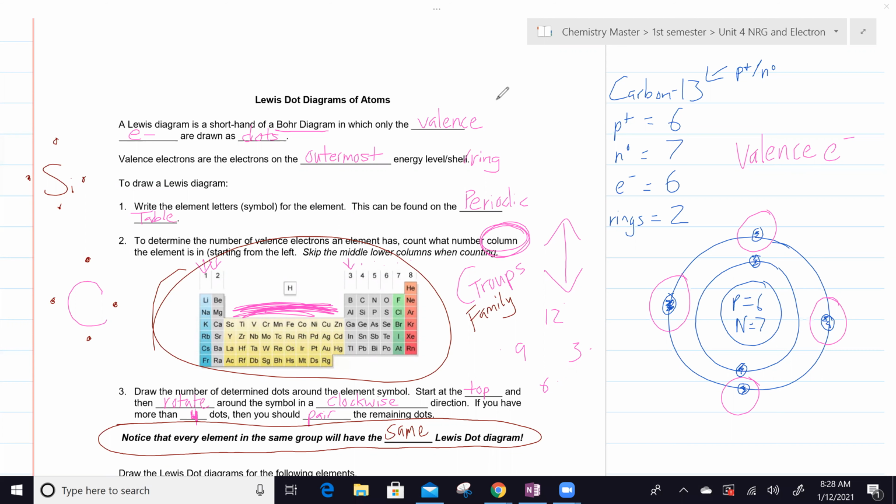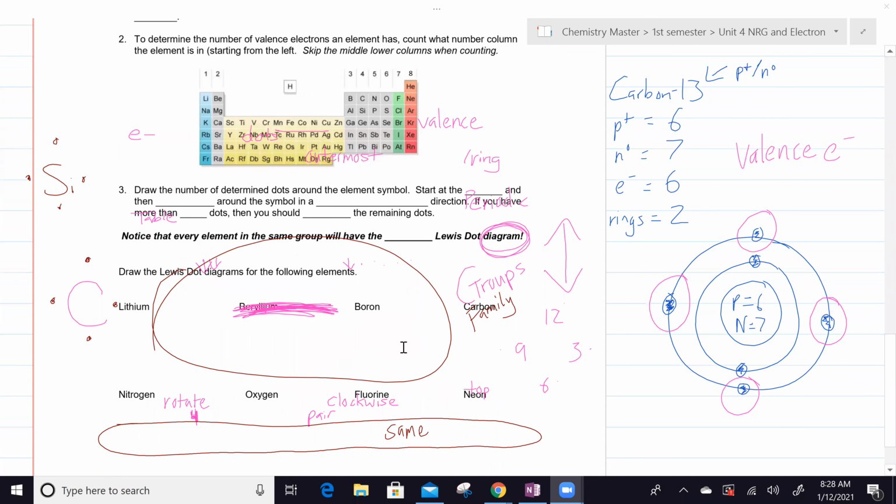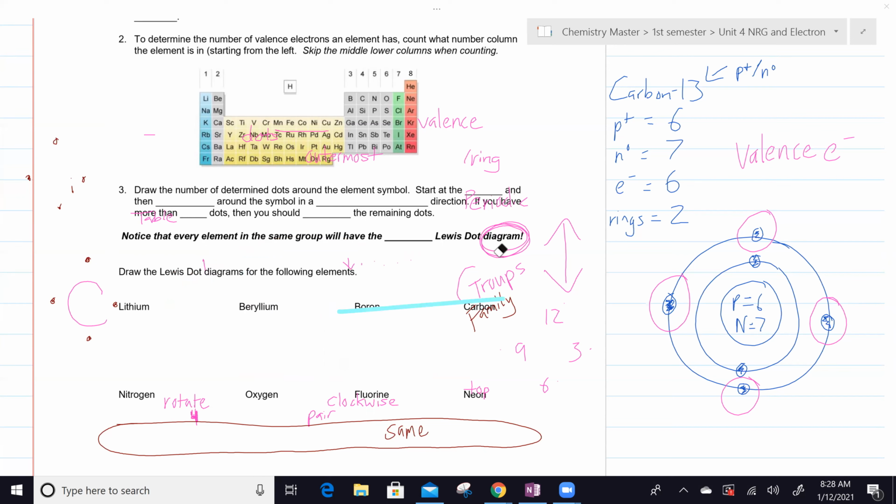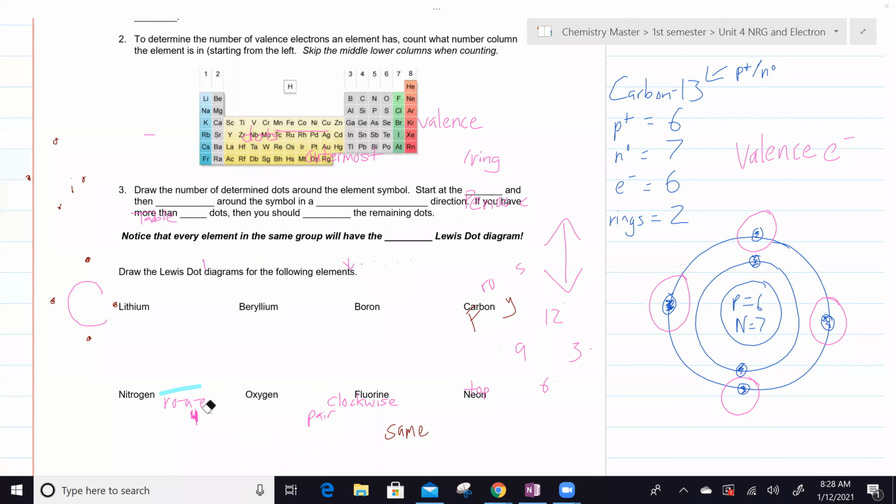All right, let me save this. I'm going to clear this screen off, or at least clear off some of it. All right. This is what I want you to do. Wherever you are in your notebook, let me erase some of this stuff, or let me zoom down. All right, so there's some down here. There's one from each family. Okay, so down here it says, draw the Lewis dot diagrams for the following elements.